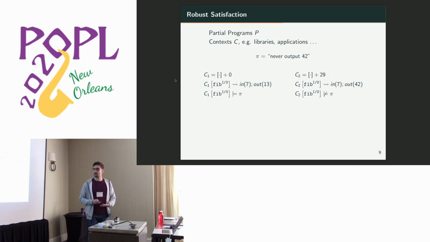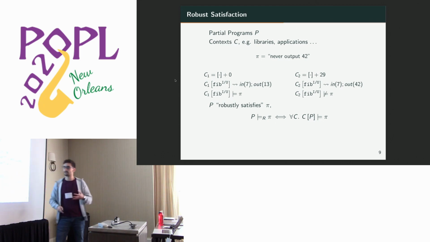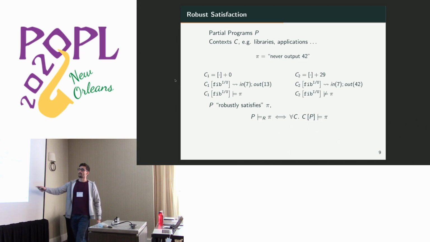So it's very natural to have a notion of robust satisfaction in this setting. That means that it requires that the program P satisfies a given property in an arbitrary adversarial context. So the notation I'm using is very similar to just satisfaction. It's just that you have an arrow here that is hiding a universal quantification over contexts.